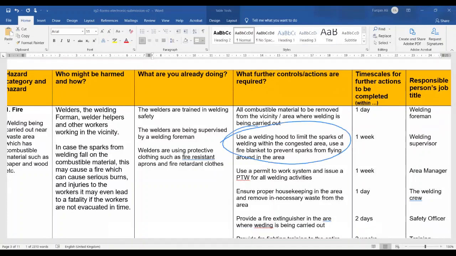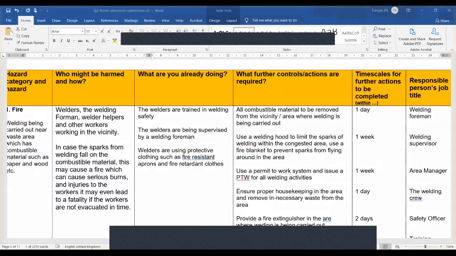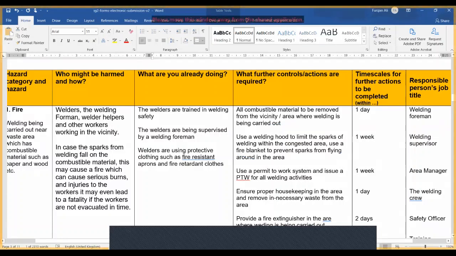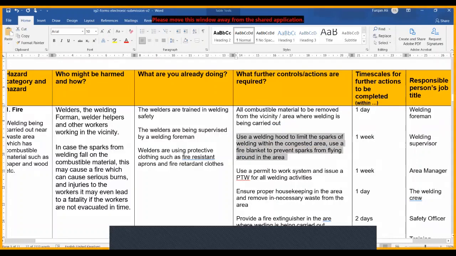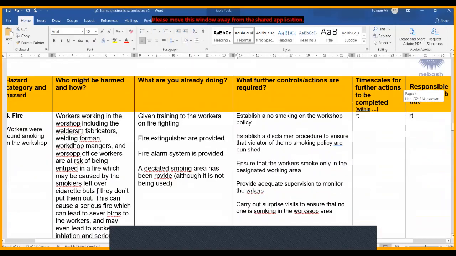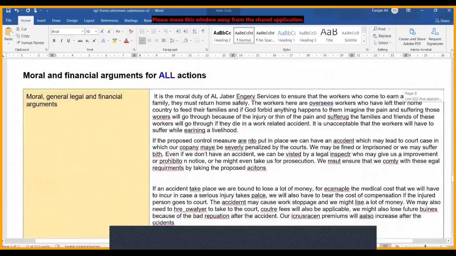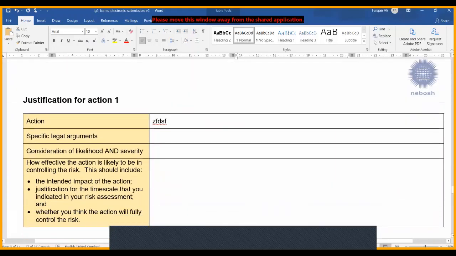So this is the first action I will take: use a welding hood to limit the sparks of welding within the congested area. Okay, so I will take this action. You guys will have to take three actions, and you can take them from any of these 10 hazards. So I will copy this and take it down to this section, which is part number 3, action number 1.